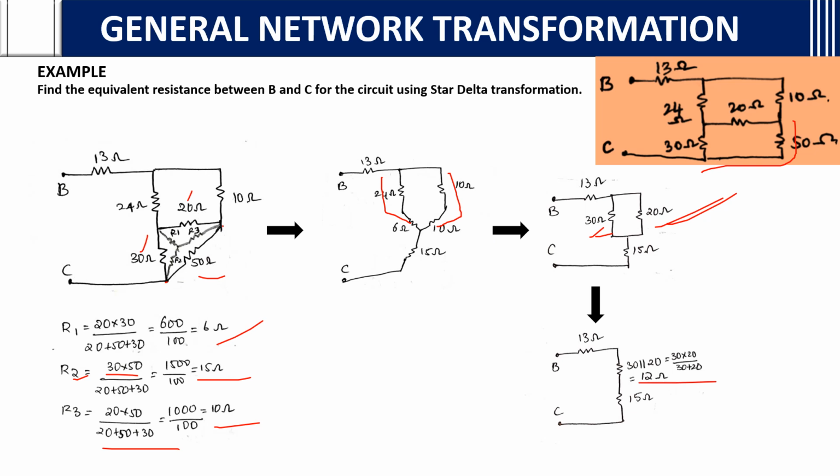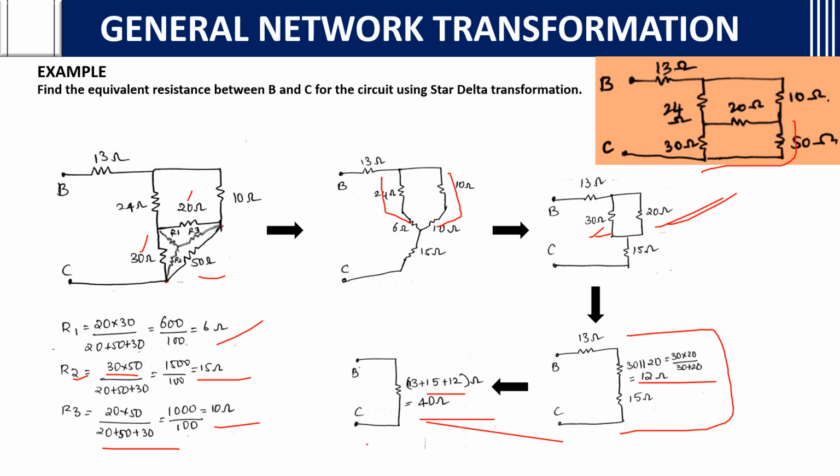After getting 12 ohms, these are all in series. You can add up 13 plus 12 plus 15, you will get 40 ohms. So the equivalent resistance of this circuit between B and C is 40. That's it. It is very easy. You just need to identify which is in the form of star or delta. Then convert the respective star to delta or delta to star and reduce the circuit into series or parallel resistances. You can easily add up series ones, or if parallel, follow the parallel rule of resistance, and you will easily get the equivalent resistance.